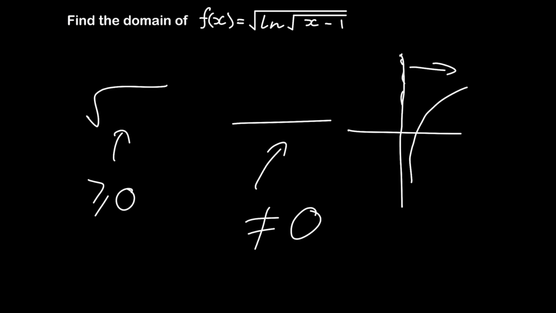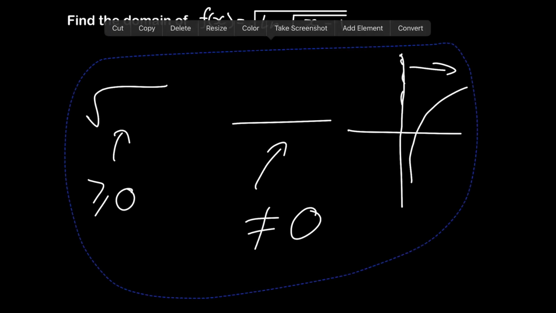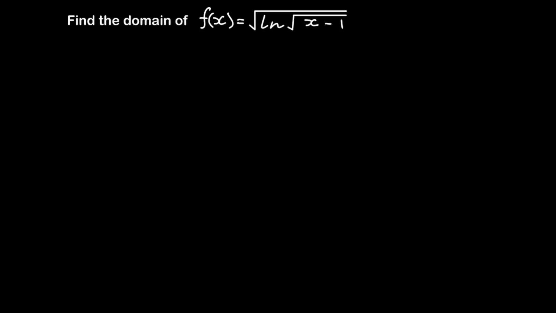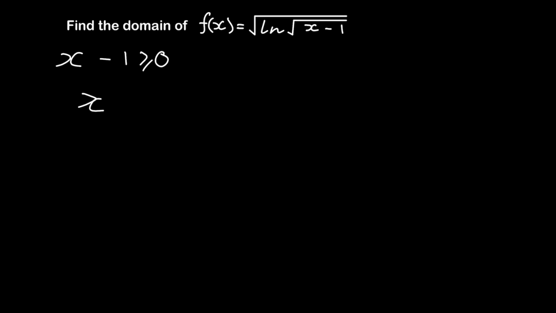So with this knowledge, we're going to solve for the domain of the function on screen. So first of all, we have this radical over here. And this radical, what's inside it is x minus 1, and x minus 1 has to be greater than or equal to 0. So x then has to be greater than or equal to 1.